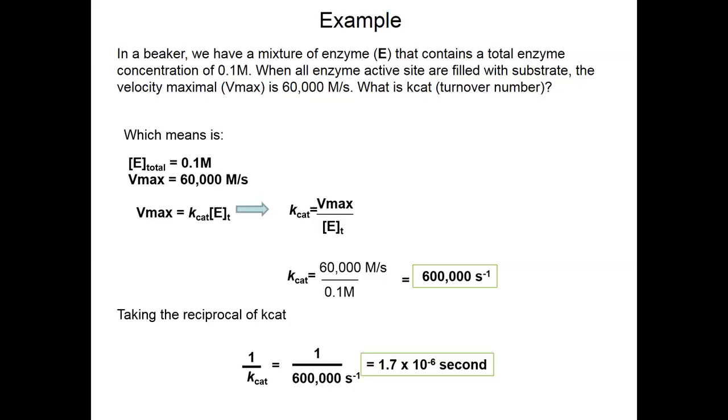So you know the Vmax value, you know the ET, so you do the division, and you can simplify the units. So you have 600,000 per second. Or you can do the reciprocal: you take 1 over 600,000. So at the end of the day, you have 1.7 times 10 to the minus 6 seconds. That's the time it takes for this enzyme to take a substrate and flip it to a product. Is this clear? Can you do this? Good. It's very simple, and then you can do the calculation.